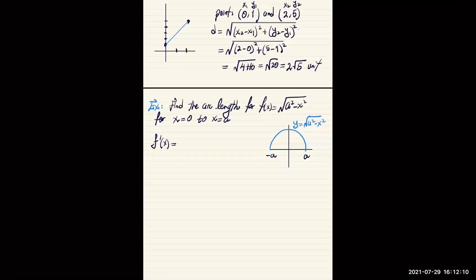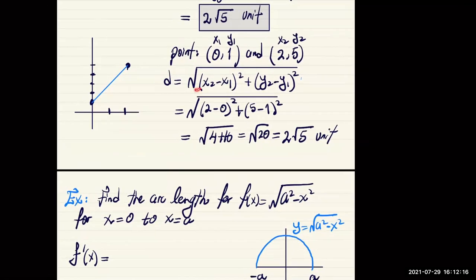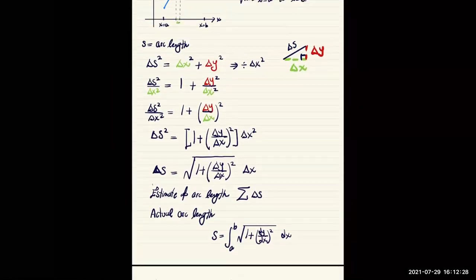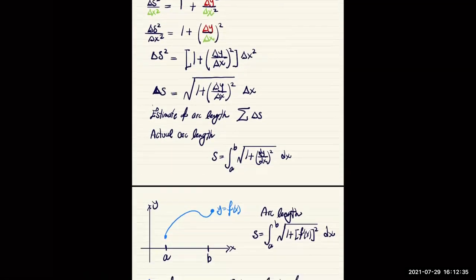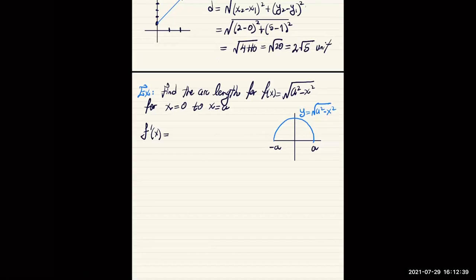Think about it, guys. Check this out. x2 minus x1 is really a delta x. Delta x squared, delta y squared. And that does resemble what we have here, delta x squared, delta y squared. That's why we need the derivative.